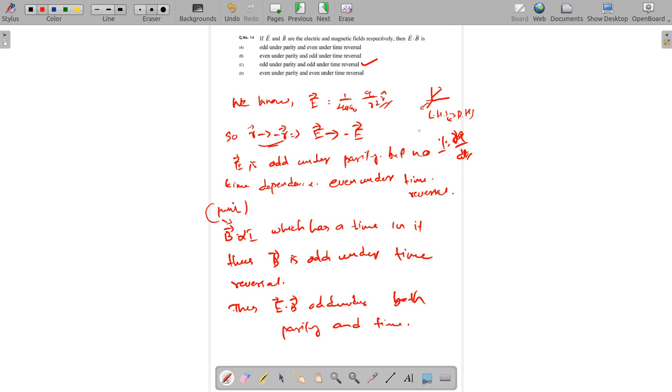So combined, if you take E dot B, what happens? E is odd under parity, but B is even, so odd and even will give you odd parity. For time reversal, the electric field is even, but the magnetic field is odd. So combined, E dot B is odd under parity and odd under time reversal also. That's why option C is true and the other options are wrong.